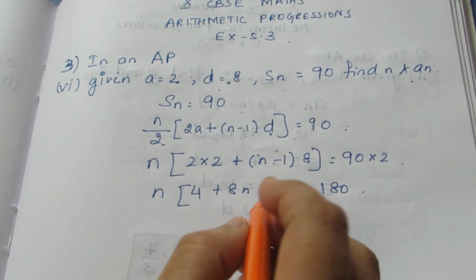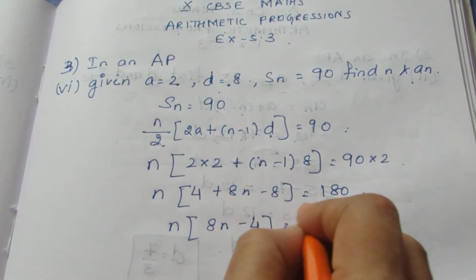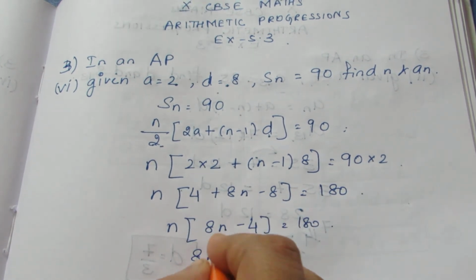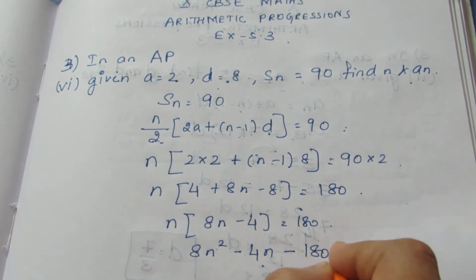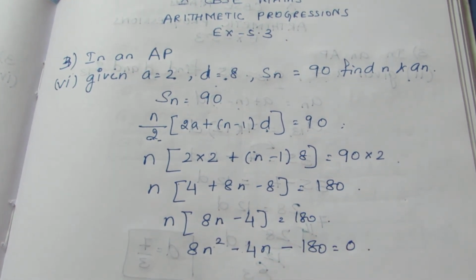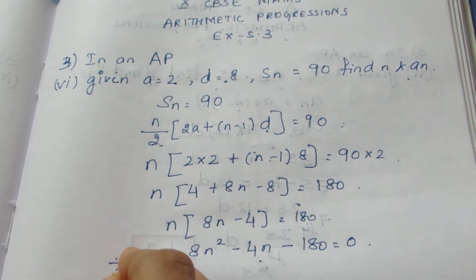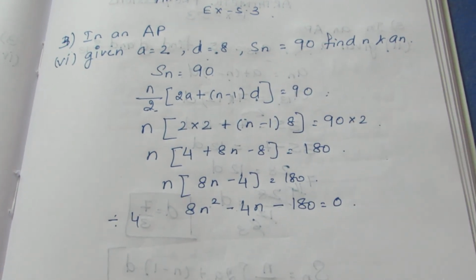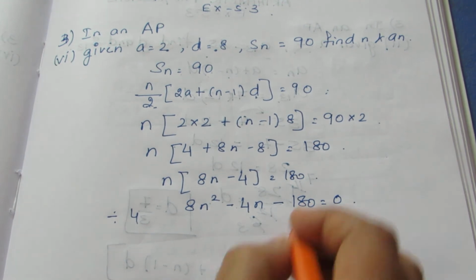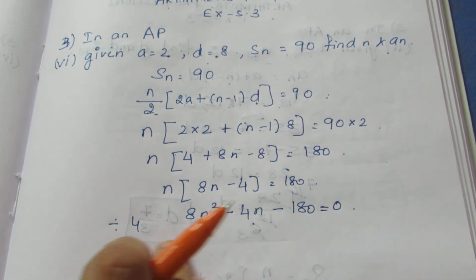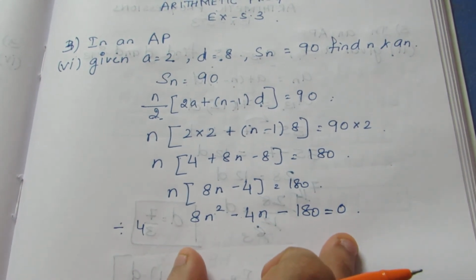Now if you solve this, it becomes n into 8n minus 4 is equal to 180. Multiply this: 8n square minus 4n, bring 180 to this side, it comes as minus 180 equal to 0. This is divisible by 2, and it goes in 4 also, so directly I am going to divide this by 4 because I want a smaller equation. If you have a smaller equation for solving, it will be easy. If you have anything equal to this side and this side, you can multiply or divide by any number you want. The equation does not change if you multiply or divide.